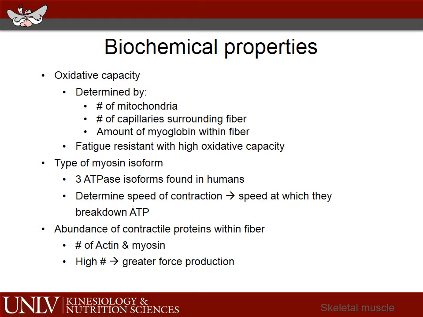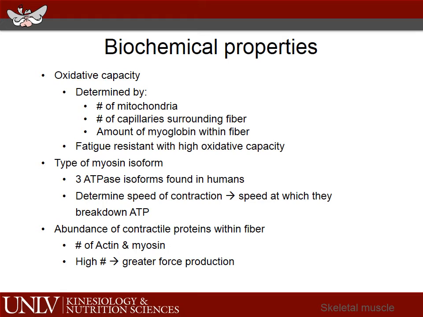And then with that, you have the amount of myoglobin within the fiber. Myoglobin improves delivery of oxygen from the capillary to the mitochondria because it acts as that binding site of the oxygen in the blood and shuttles the oxygen between the cell membrane and the mitochondria. So here you have the number of mitochondria, you have the number of capillaries, then you have the amount of myoglobin that shuttles back and forth between the cell membrane and the mitochondria.